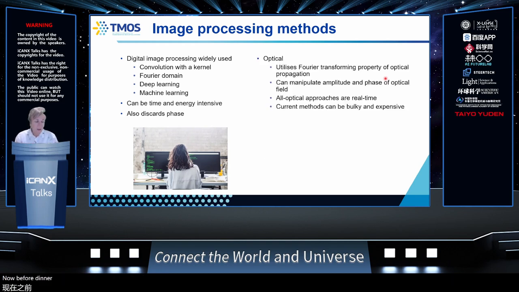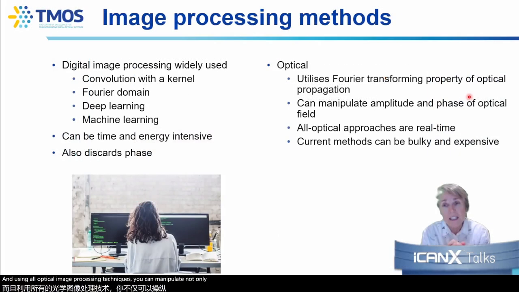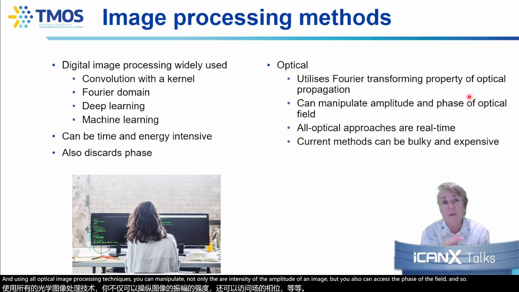Now, before digital image processing became available, many decades ago, it was demonstrated that all optical techniques could be used to manipulate an image. And it relies on the Fourier transforming properties of optical propagation and passing of light through a lens. And using all optical image processing techniques, you can manipulate not only the intensity or the amplitude of an image, but you also can access the phase of the field. And so this is something that cannot be done using conventional computational approaches.